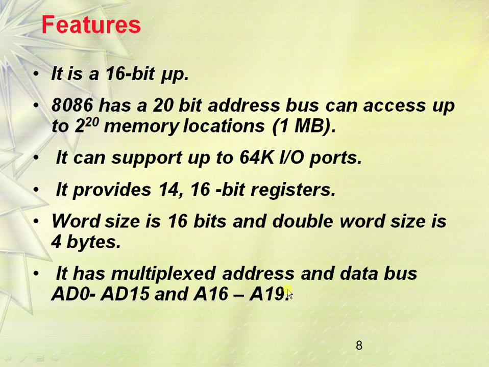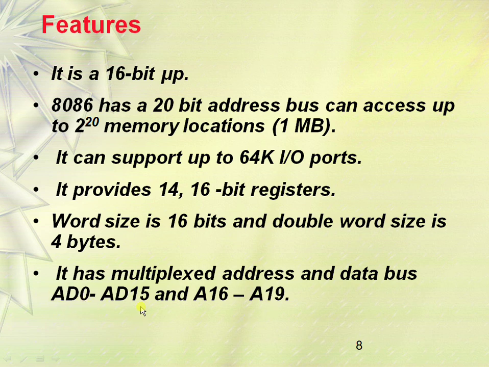Now it has a multiplexed address and data bus, that is from AD0 to AD15. A indicates address and D indicates data. If one particular line is carrying multiple pieces of information, then we can call it multiplexed lines. So this AD0 to AD15 is called multiplexed lines, because it can carry the address information as well as the data information. So there are a total of 16 data lines, and here we got 16 address lines, and the remaining address lines are from A16 to A19. So a total of 20 address lines are obtained here, that is from A0 to A19, and 16 data lines from D0 to D15.